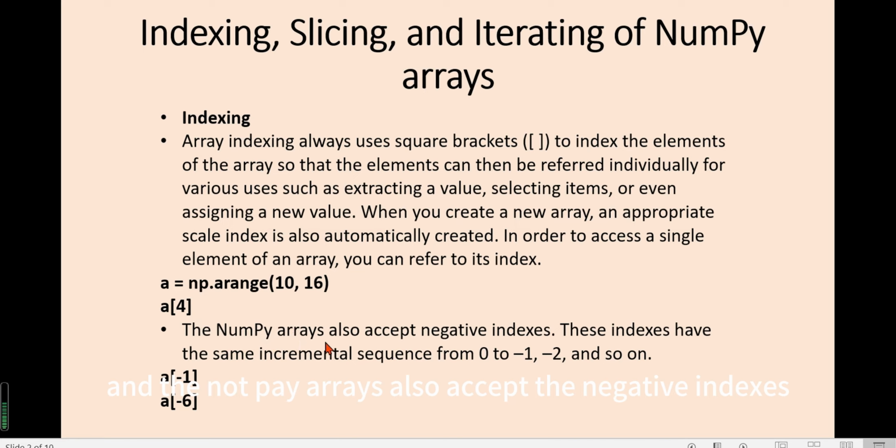And NumPy arrays also accept negative indexes. These indexes have the same incremental sequence from 0 to -1, -2, and so on. So A[-1] will return the last element, and A[-6] will return the 6th element counting from the end of the array.